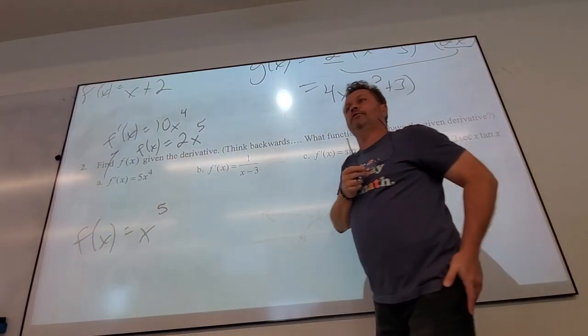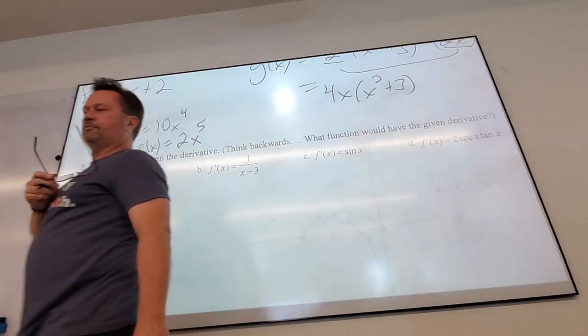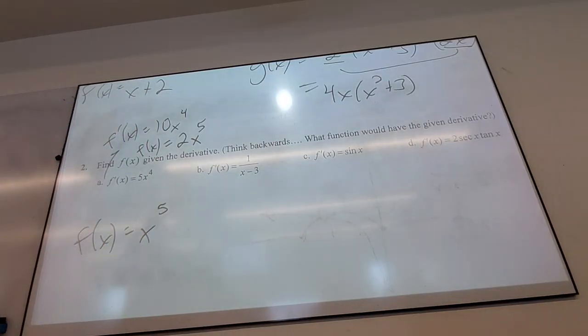How do you check yourself? Work it back. You just take the derivative, and that's really easy compared to doing it backwards. You guys with me? You can always check yourself really easily.